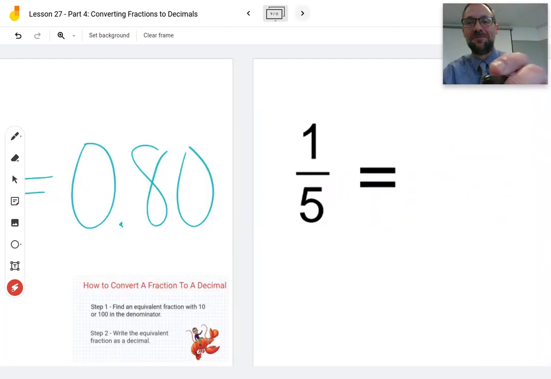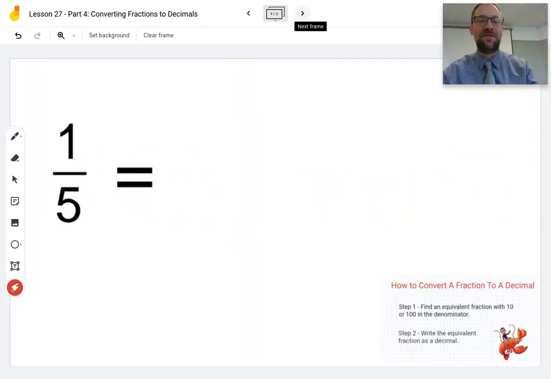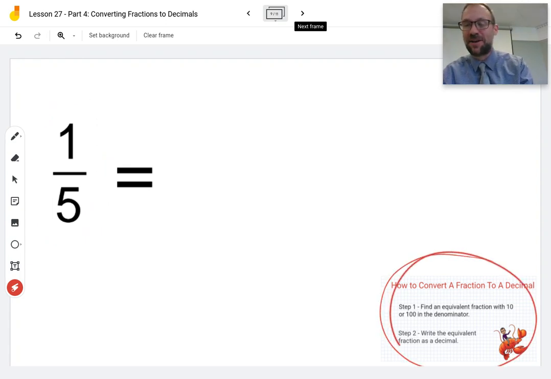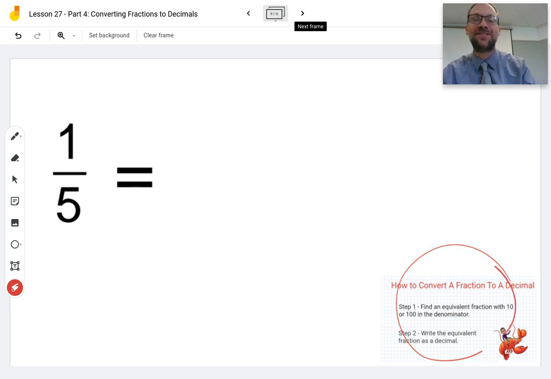All right, one more. I promise to do better. 1/5. Go ahead and try to do both steps right down here, okay? They're down here on the screen for you. Find the equivalent fraction and then convert to the decimal, and let's see if you come up with the right decimal equivalent.